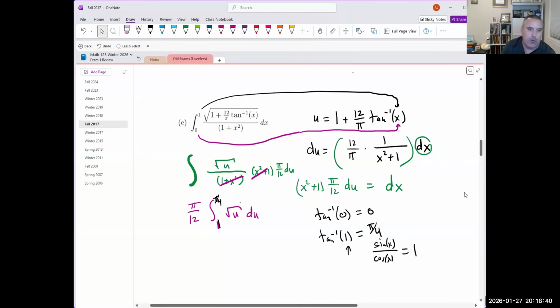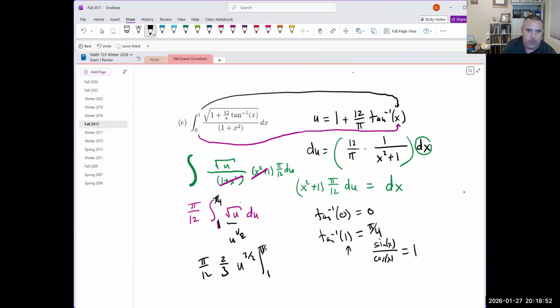45 degrees, yep, or pi over 4. So at this point, we're going to turn it into u to the 1/2. It's just a long problem. I feel like I'm spending too long here. 2/3, pi over 12, from 1 to pi over 4. So from 0, did I say?